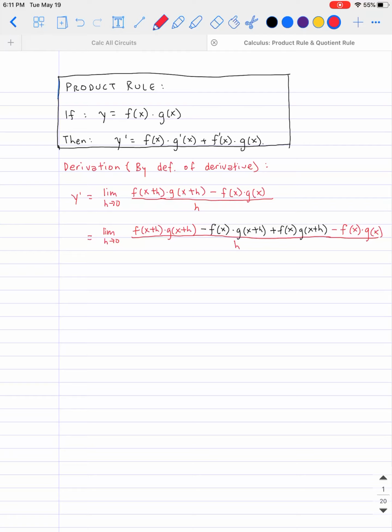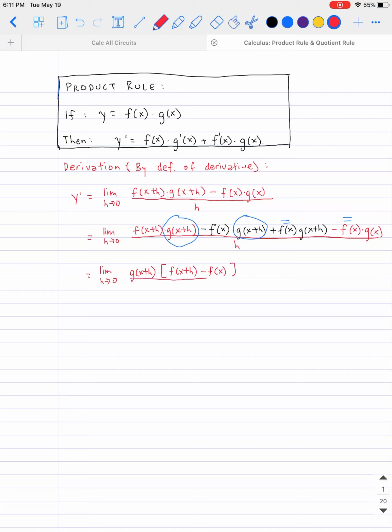Now, we'll look at the first half of the numerator, and you'll notice that they both have g of x plus h in common, so I can go ahead and factor that out. And similarly, for the third and the fourth term, we have f of x in common, so I can factor that out. Let's just see what that gets us. So going back to what we have, limit as h approaches 0, factoring out the g of x plus h part from both of those terms. So g of x plus h factored out. Then we have f of x plus h on the top minus f of x on the top for the second part.